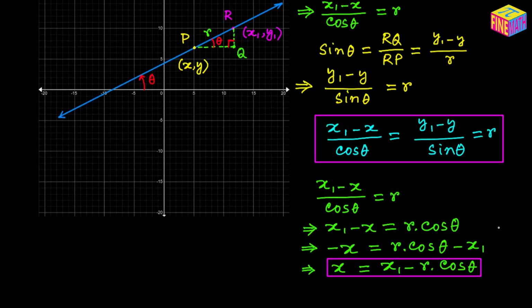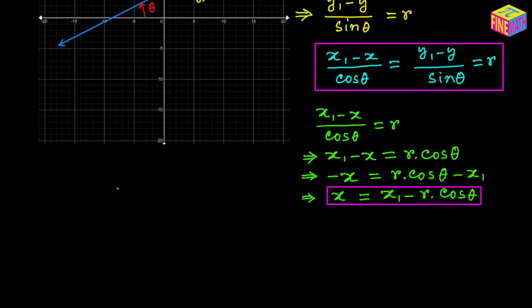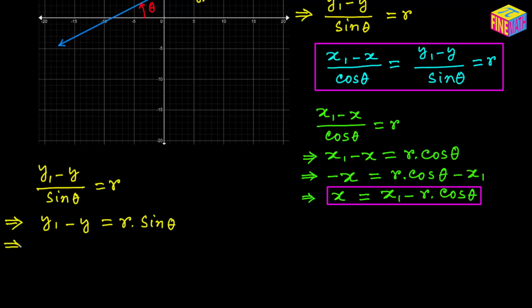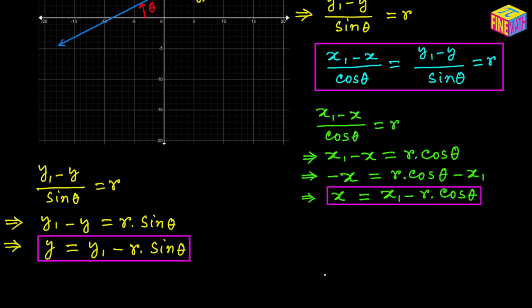Similarly, let's try to find the value of y. Now I'm going to write on the left hand side here. So (y₁ − y)/sin θ = r, and from here we can say y₁ − y = r sin θ. And from here, if we do the same trick, we can say y = y₁ − r sin θ. So here we have found the value of y in terms of y₁, r and θ.